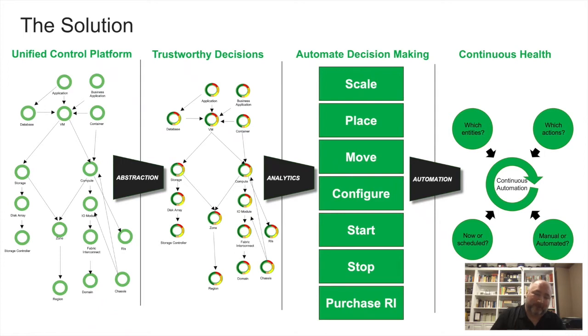It could be a configuration decision, so changing the configuration of something so that it doesn't have a hard limit on the resources available to it, raising it or lowering it. Could be a start. We might need more instances of this thing, or a stop. We should turn this thing off. It's not being used and consuming infrastructure resources even though it's idle. And then there are specialized things for the cloud, like purchasing of reservations. And all those recommendations are produced by this analytics engine.